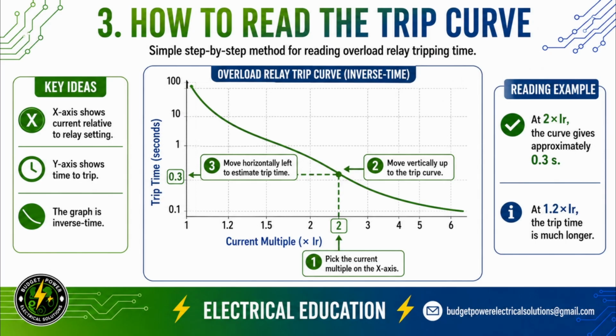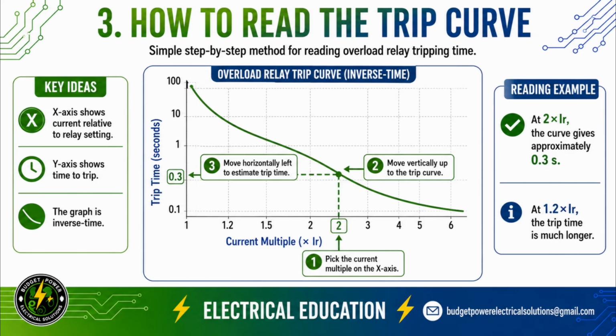Now let's make this curve easy to read. First, look at the x-axis. This shows the current as a multiple of the relay setting, IR. Then move vertically upward until you reach the trip curve. From that point, move horizontally to the left and read the trip time on the y-axis.